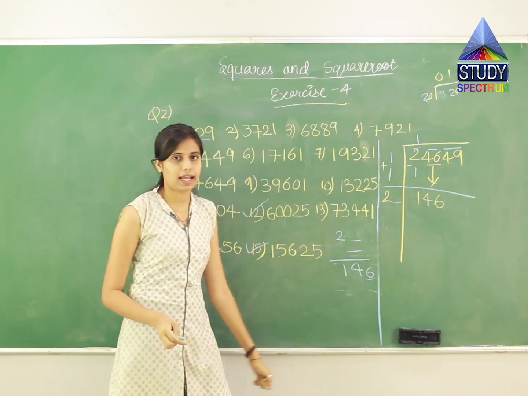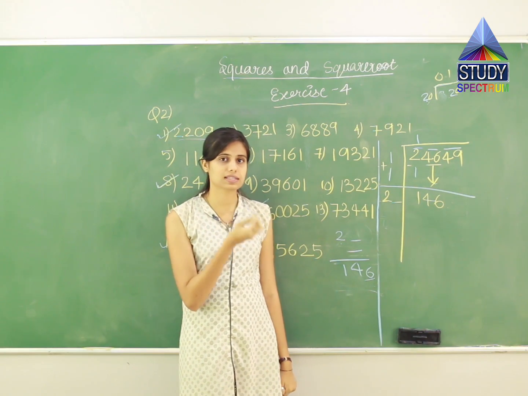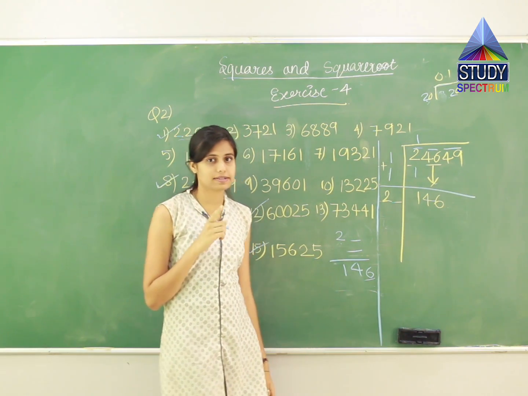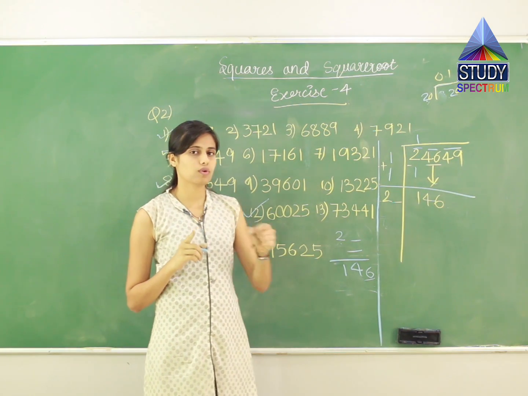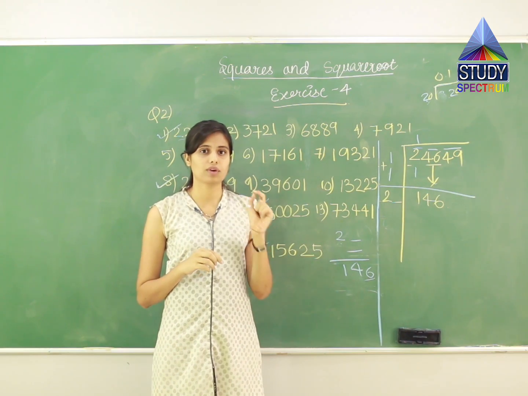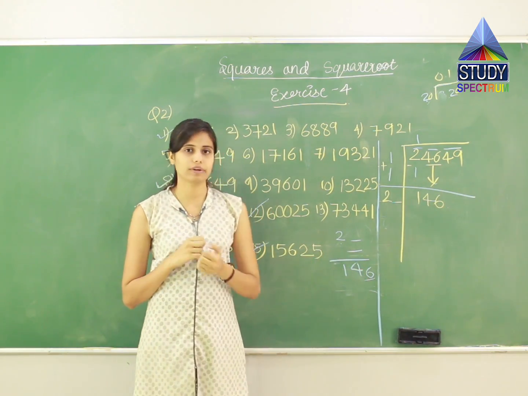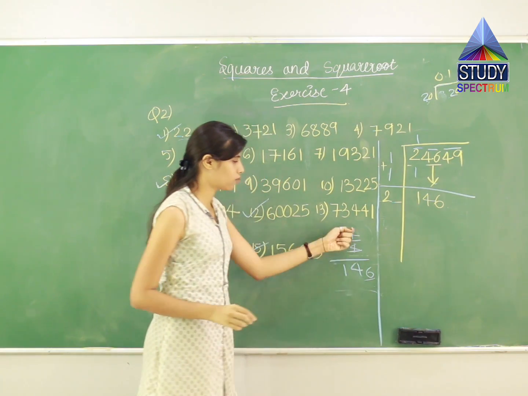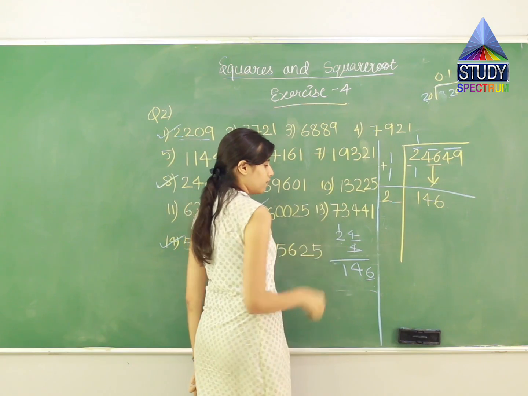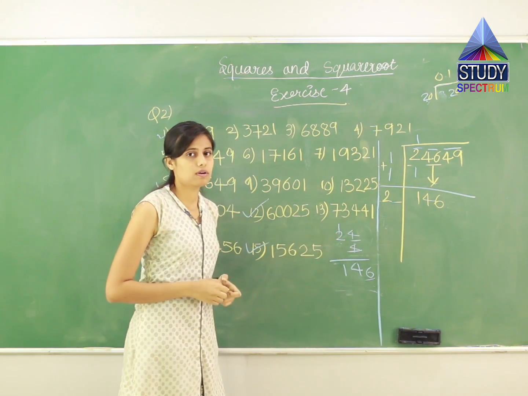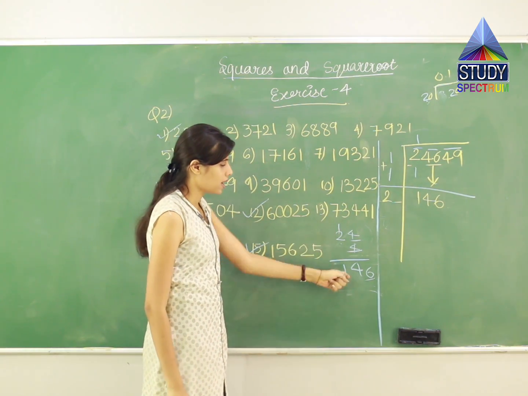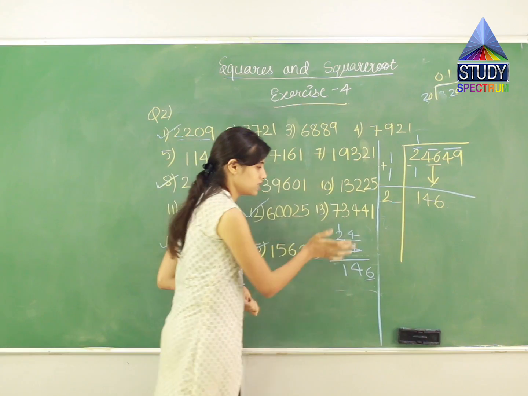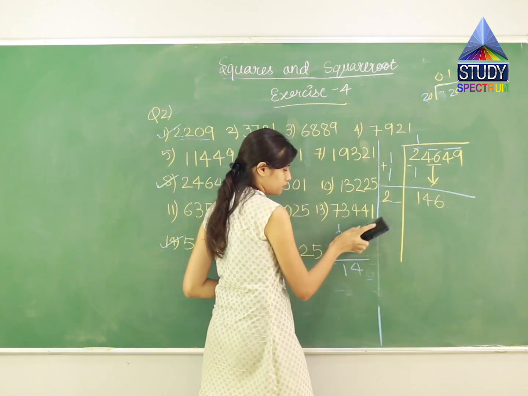Now we need 6 at the end. So whose square has 6 at the end? 4 4s are 16. So let us try with 4, because 4 4s comes to 16, and in 16 we have 6 at the end, which is what we require. So I'll write 4 over here, 4 over here. 4 4s are 16, 6 over here, 1 over here. Now tell me, 4 2s are what? 4 2s are 8, and 1 over here 9. But do we need 96? No, we need 146. Means what?